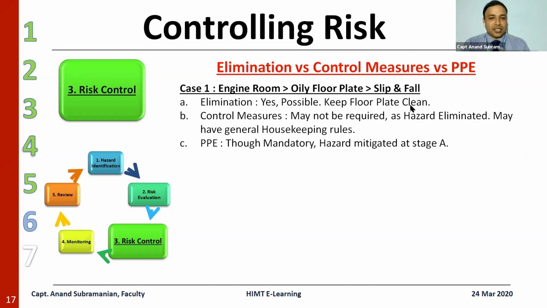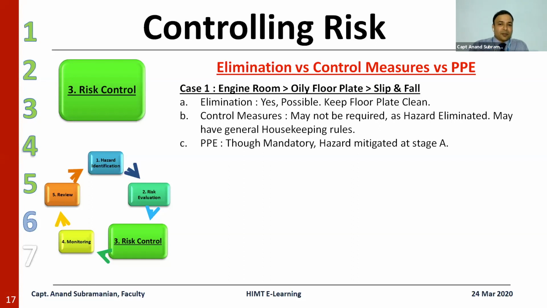Same thing which we discussed a few minutes back: engine room, the floor plate is oily. That is the hazard. What are the consequences? Slip and fall. Now you tell me, looking at the three options, elimination, control measures, and PPE, will the elimination take it off? Yes. If the elimination takes care of the hazard, we may not require control measures. And PPE, because the hazard is anyway taken care of, may not be applicable at all.